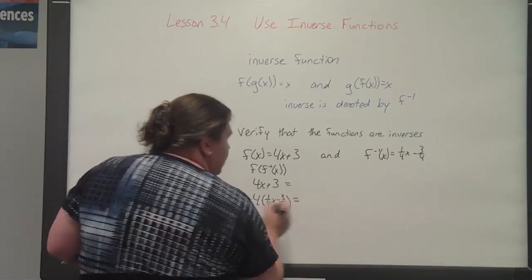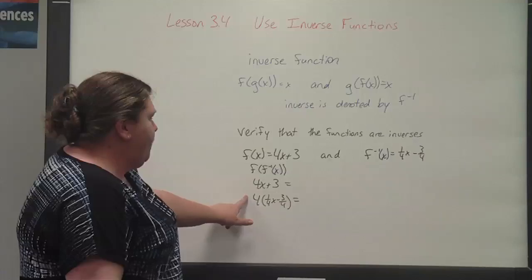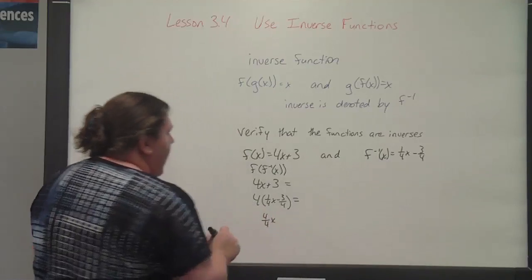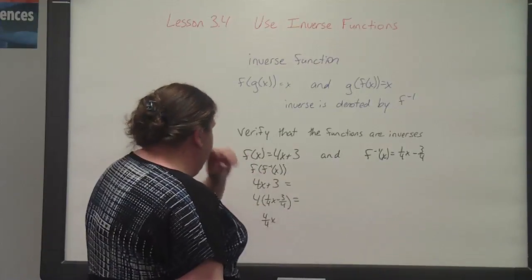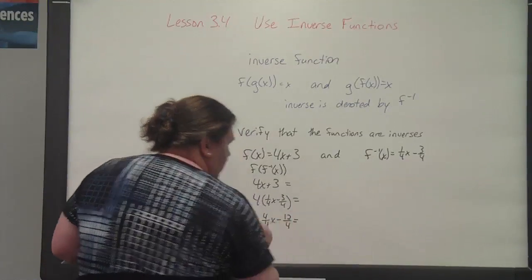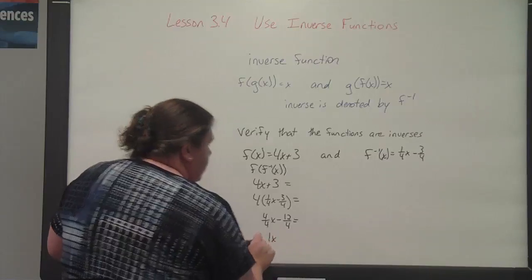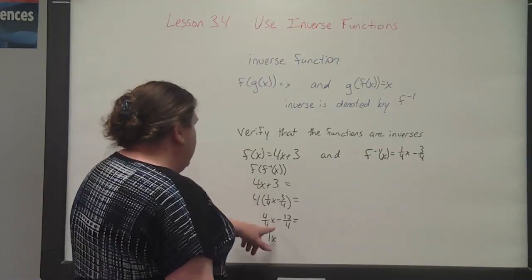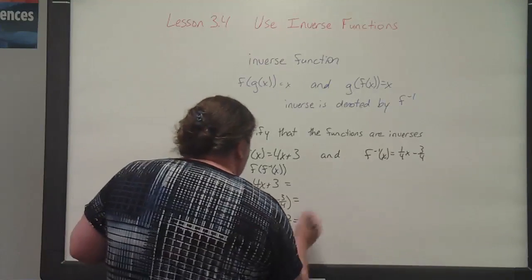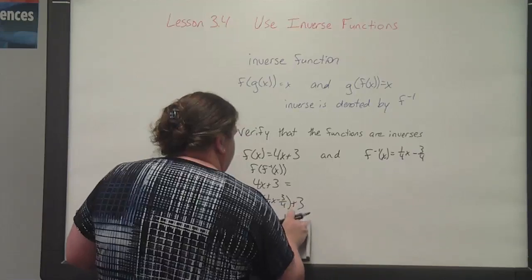Again, I'm going to go ahead and put my equal signs. 4 has to be distributed to everything in the parentheses. So 4 times 1/4 gives me 4 over 4 x. And 4 times a negative 3 over 4 gives me a negative 12 fourths. 4 divided by 4 gives us 1, so 1x. And then 12 divided by 4 gives us a negative 3. Oh, I forgot my plus 3 here. Plus 3, and my plus 3.